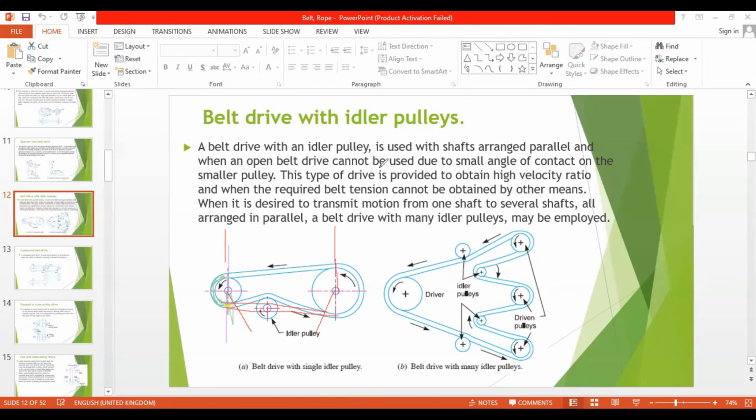If an open belt drive is used and there is a small angle of contact on the smaller pulley, we can go for the idler pulley. This type of drive is provided to obtain a high velocity ratio, and when the required belt tension cannot be obtained by other means.